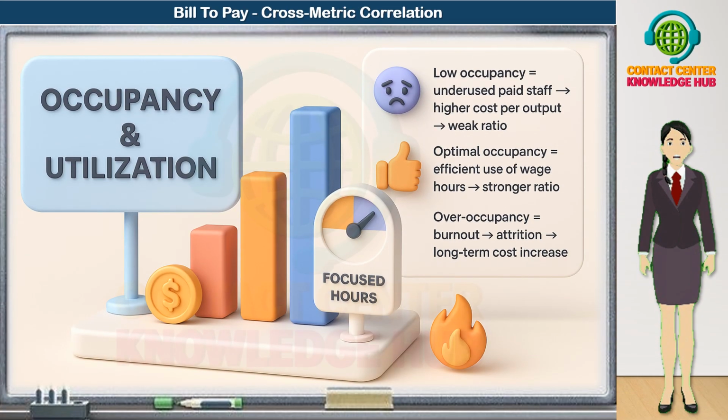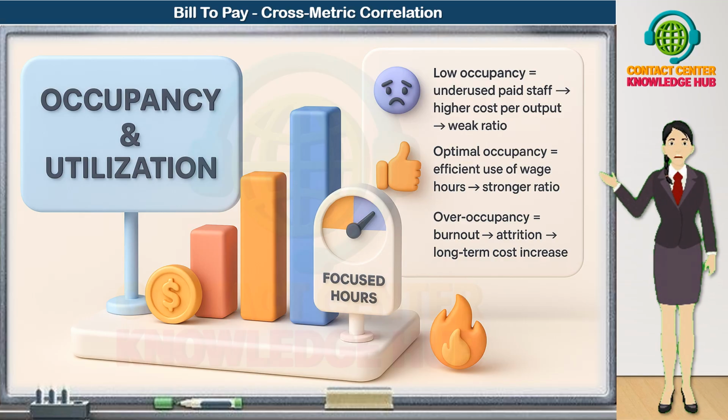Let's now talk about the correlation between bill to pay and occupancy or utilization. When occupancy is low, paid staff are underutilized, which means the cost per unit of output goes up. You're paying for hours that aren't fully productive, and that weakens the bill to pay ratio. When occupancy is optimal, wage hours are efficiently used, resulting in stronger productivity per dollar spent. This creates a healthier denominator and strengthens the ratio.